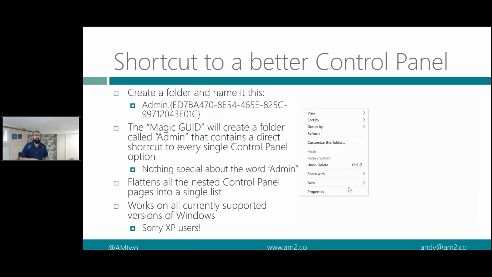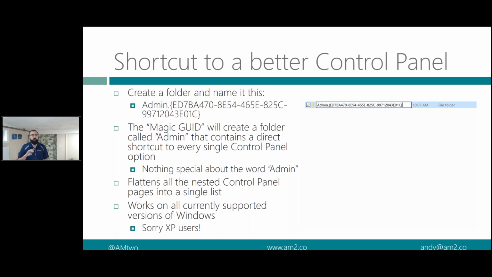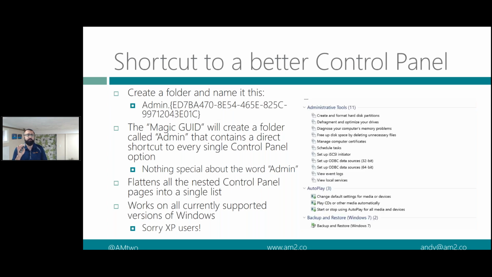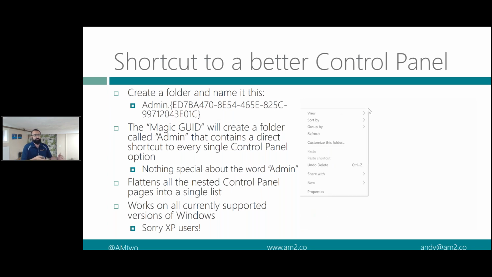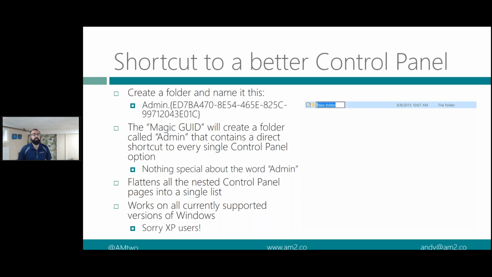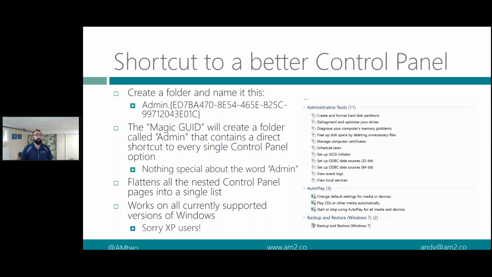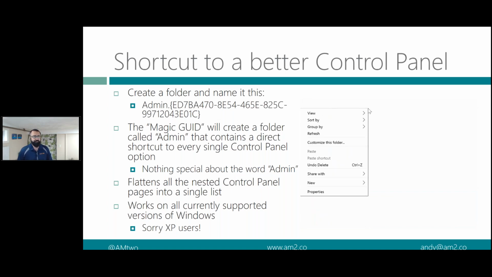What it's actually doing is, I call them magic GUIDs. There's a whole list of those from Microsoft. And all you have to do is use this format of a label, a dot, and then the GUID inside the brackets, and you can get shortcuts to most things on Control Panel. And it works on all versions of Windows starting in Windows 7.